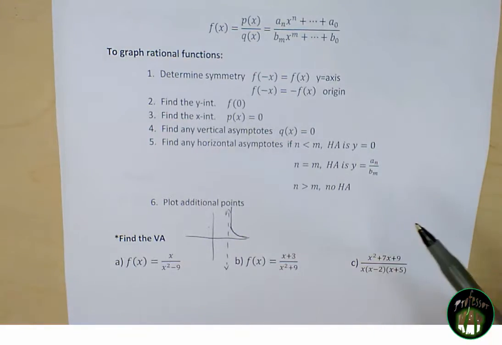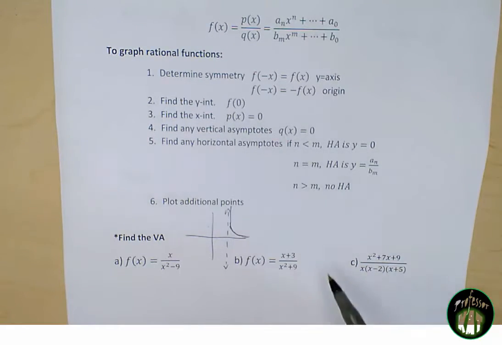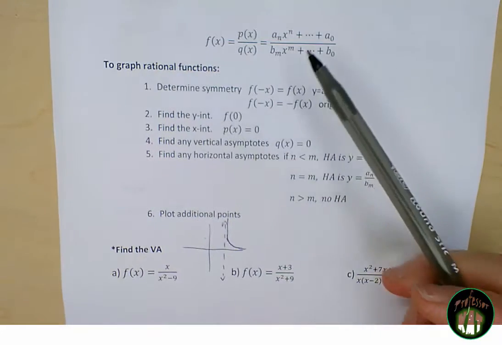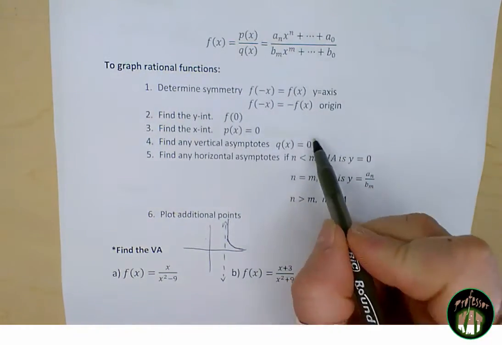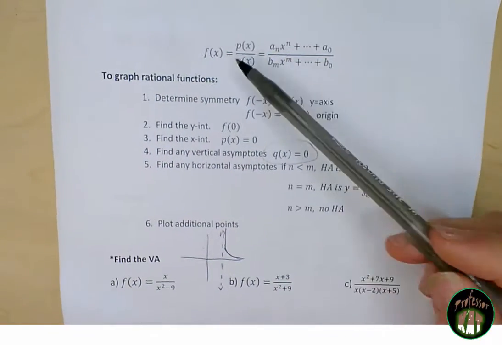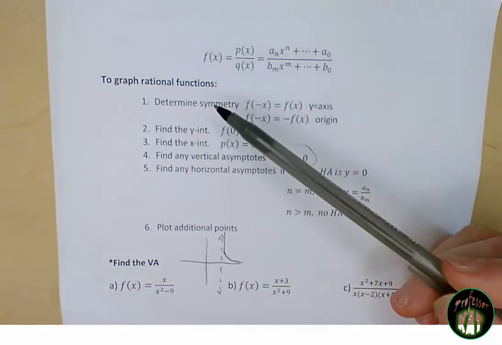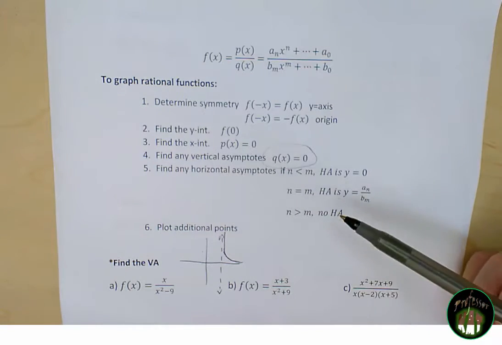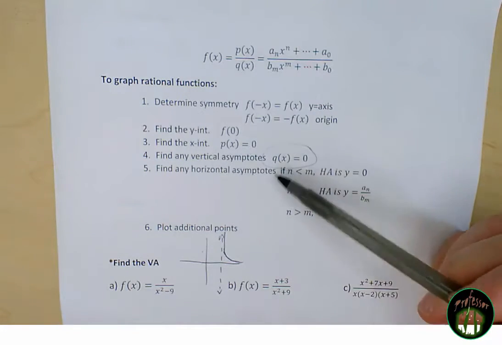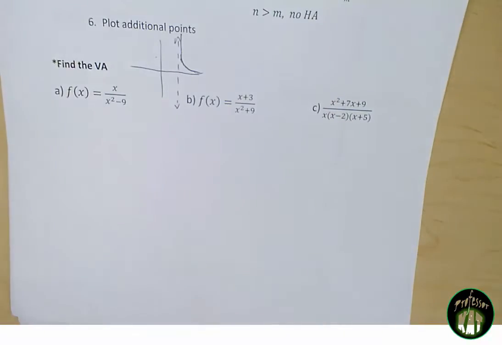In order to find your vertical asymptote, we're going to set our denominator equal to 0 and solve. If you see right over here, this is our step. P of x is going to be our numerator, Q of x is going to be our denominator. So to find any vertical asymptotes, set that denominator equal to 0 and solve. Let's do that with these examples here.